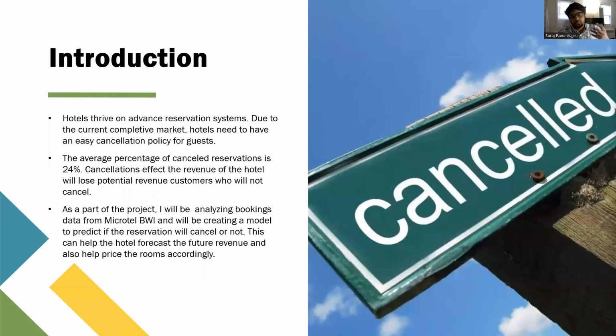So the introduction for the project is that hotels, as we know, thrive on advanced reservation systems. This system cuts costs, saves time, and also automates the entire reservation process. So many hotels now have cancellation policies, which allow guests to cancel reservations at will. This can be a problem for hotels, as it is pretty hard to predict demand when a lot of people are canceling.